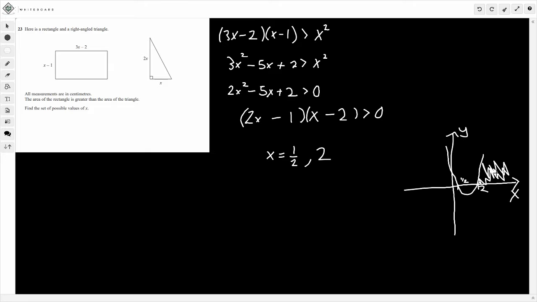So the only set of possible values that we can have, therefore, is that x must be greater than 2. We can take any value bigger than 2, but we can't include the values on this side. So that's the only answer we can have. x is bigger than 2.